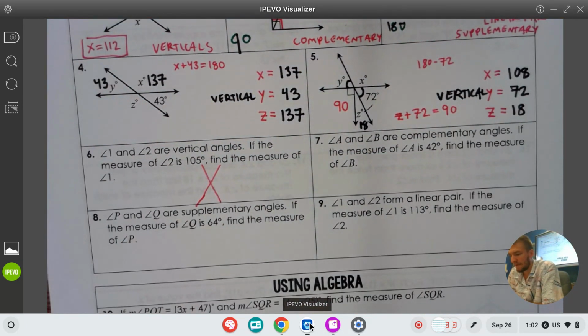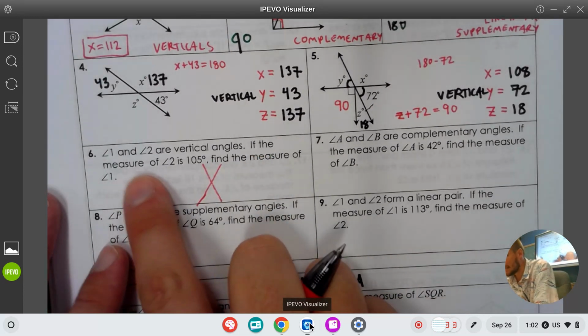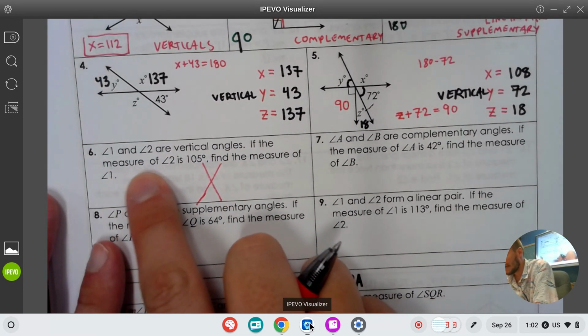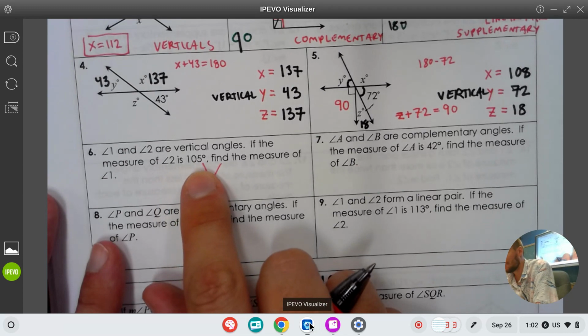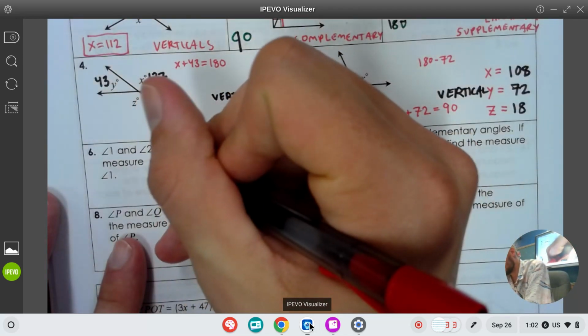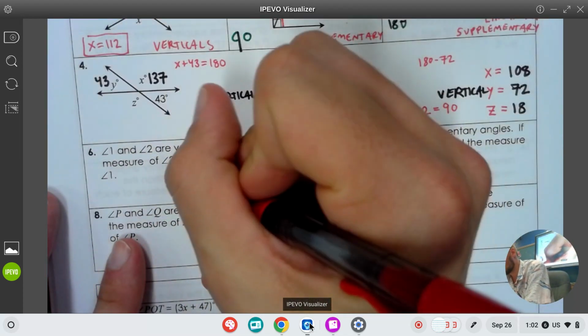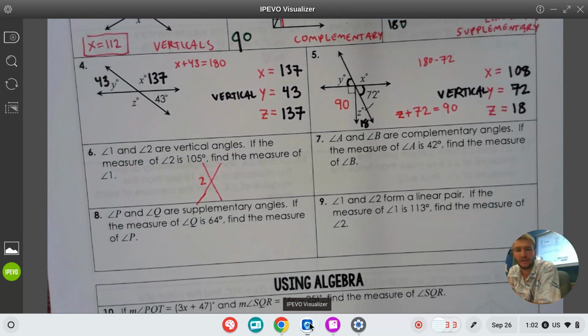The one thing that's a little tricky is we kind of have the habit of drawing everything as right angles. You kind of got to break that habit, because if everything's a right angle, then it's a very easy question here. It says 1 and 2 are vertical angles, and the measure of angle 2 is 105. So if 2 is going to be 105, 2 is going to be obtuse. I'll put my 2 on kind of the wider side.